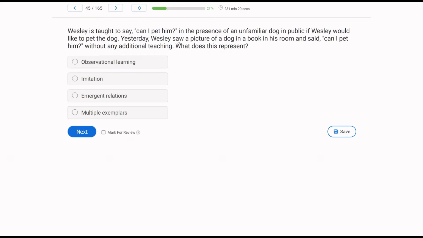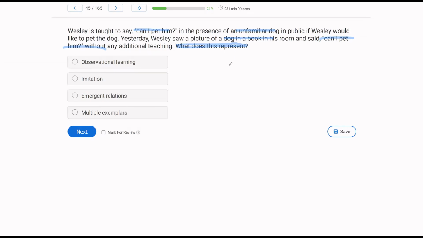All right, so we're looking at Wesley's behavior. What do we know about Wesley's behavior? We know he was taught to say, "Can I pet him?" in the presence of a dog. Then Wesley saw a picture of a dog in a book and said, "Can I pet him?" So clearly he's made some sort of connection and he started to generalize this behavior.